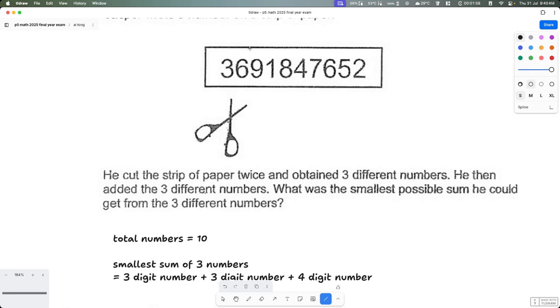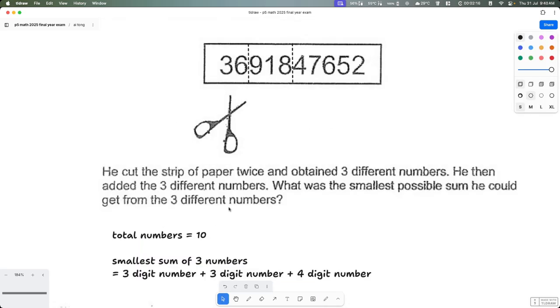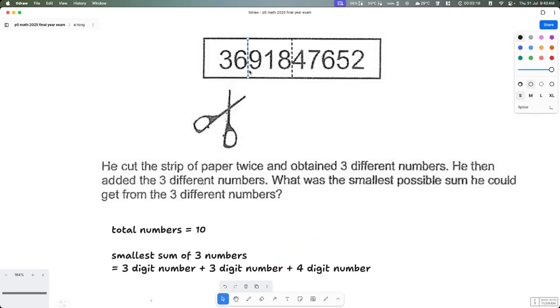So, for example, he cut over here. So, this is an example, not a correct answer. And he cut over here. So, that means you have the numbers 36, 918, and then 47,000. Okay, so you can see that we should cut into 3 digits over here. Okay, so which number should we cut? So let's take the first 3 and then let's take the next 3. So is this a good number to have?